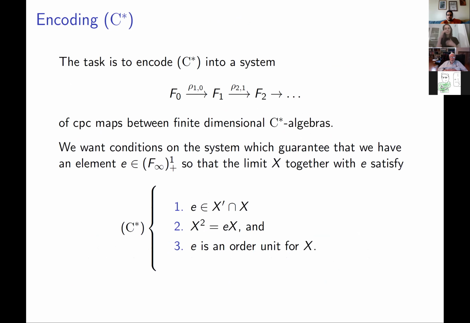So now I need to unpack C-star because I want to actually encode it. Remember that C-star were 3 criteria. Well, secretly 4 criteria, because I wanted E to be a positive contraction. I want it to land in X. I want it to commute with X. I want it to satisfy X squared is equal to EX, and I want E to be an order unit for X. So I want to encode these things into the sequence.